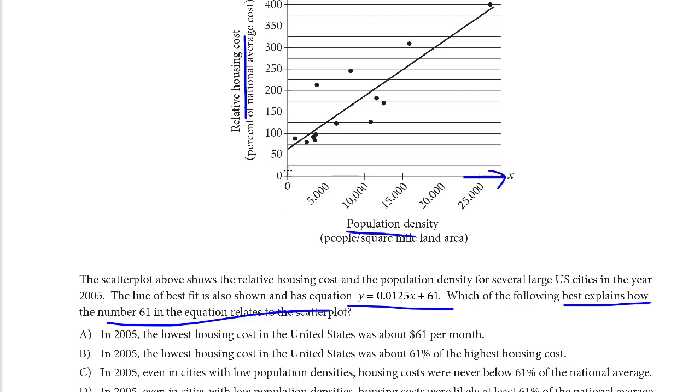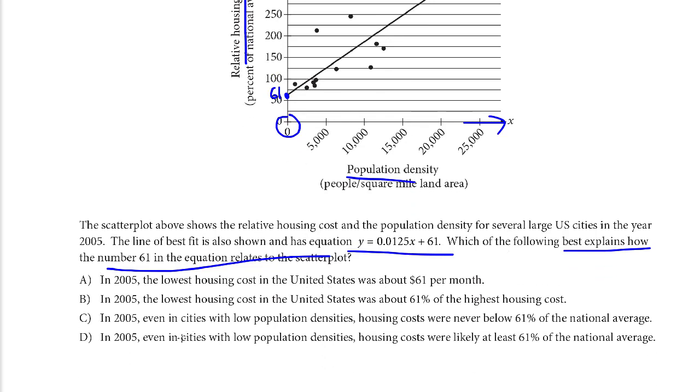So if we're going to take that off the chart, we first want to make sure that the origin is, in fact, 0, 0 down there in the corner. That's the origin. And sure enough, it looks like it is. So our y-intercept does appear to be right around 61 on the graph, and 61 represents the relative housing cost when the population density is 0.